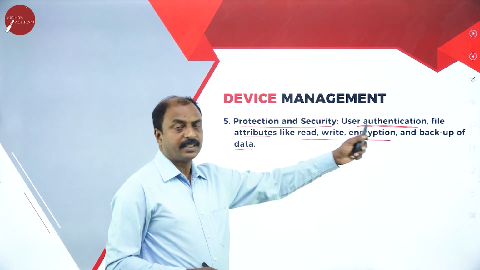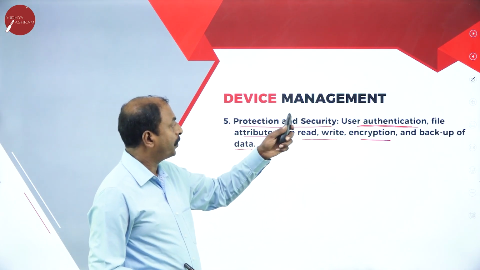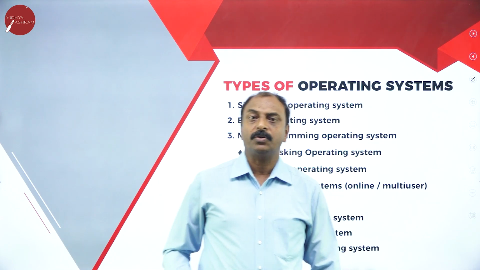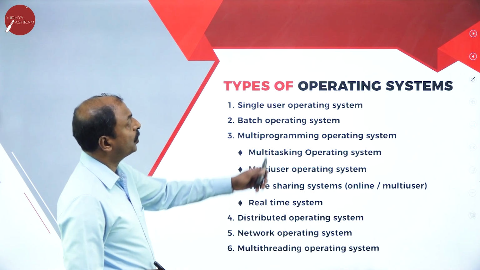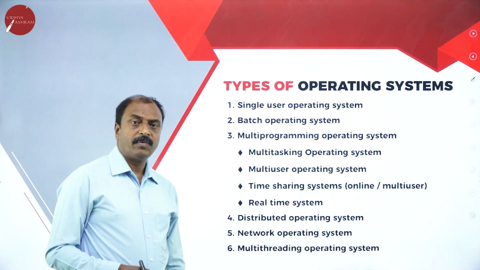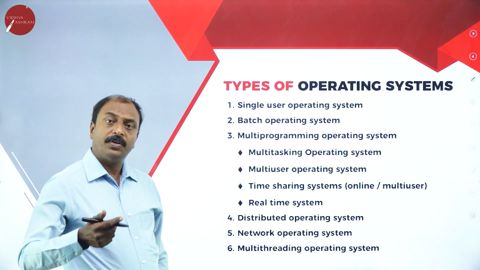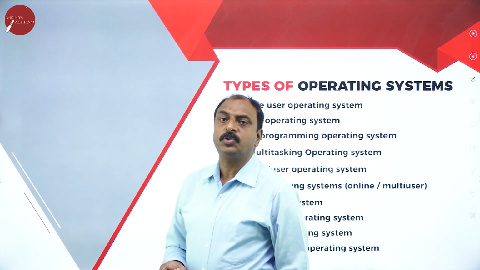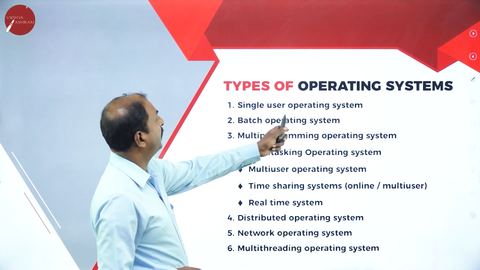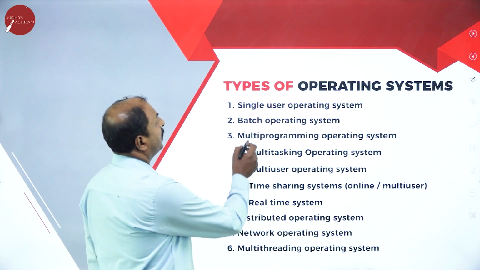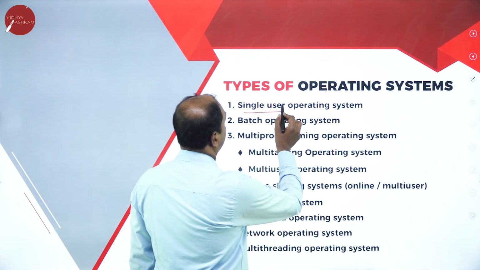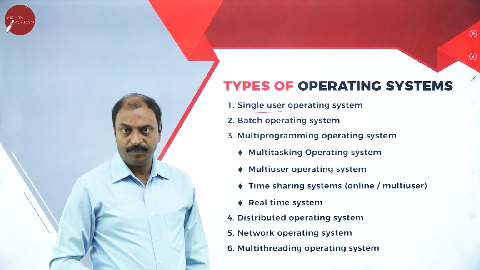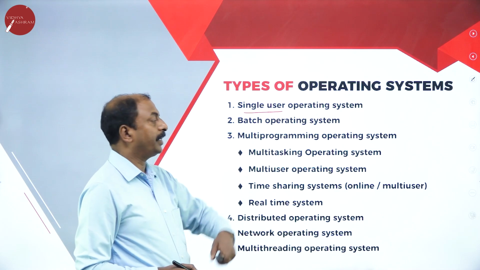So that is user authentication, a sort of protection and security to your computers and data. Now let us move on to the next slide. Here, types of operating system. Now we have learned the operating system and different functions of operating system. Now let us see what are all the different types of operating system. Here, single user operating system. It means a type of operating system that supports only one user at a time. Okay, this is single user operating system.